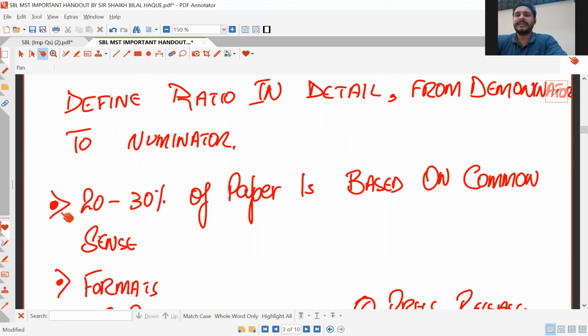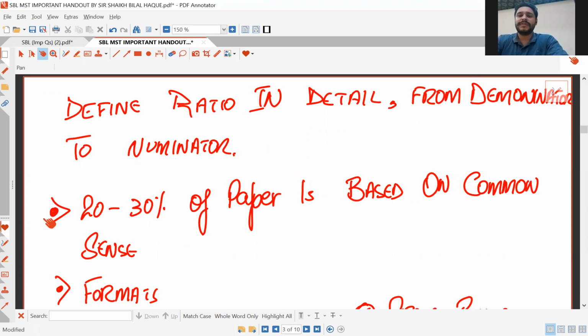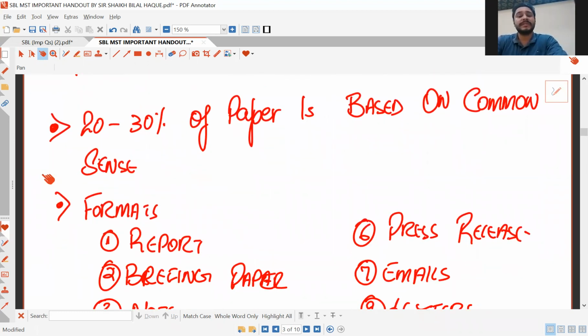Define ratios in detail. Remember, ratios are always defined from denominator to numerator. So if you are defining a ratio, you will be defining it from denominator to numerator. Then it says that 20% of the paper is based on common sense. Remember, 20 to 30% of the paper will obviously relate to common sense. Just make sure that you have a very proper understanding of all the topics and that you can write something related to those topics.